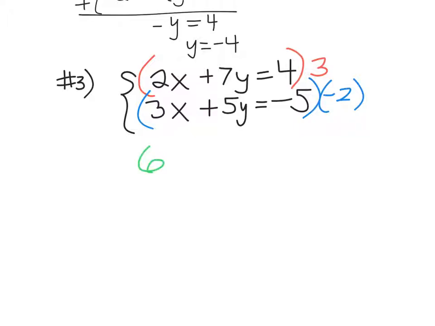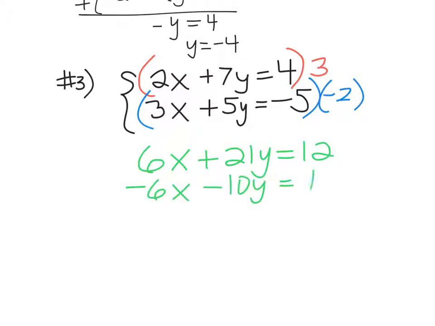So I get 6x plus 21y equals 12. And here we get negative 6x minus 10y equals 10. This is the same system. It's just everything's been multiplied, but it's the same exact stuff. And now let's add it up.